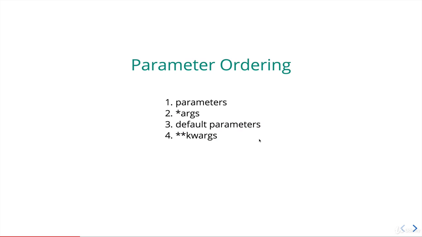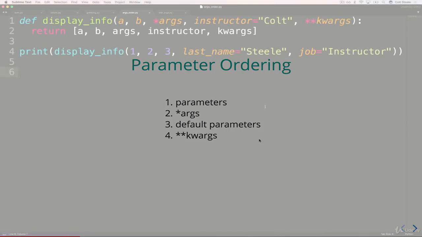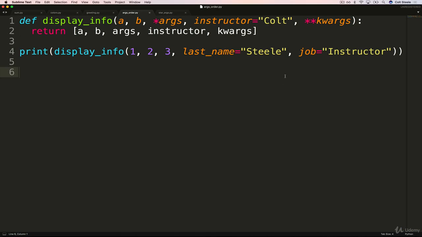So let me show you an example. I think it will make it clearer why you need an order. So surprise, surprise, I have a file with a trivial example that is useless except to explain why the order matters. It's a function called display_info, and it takes in a bunch of different parameters, all in the correct order. We have named parameters like a and b. Then we have *args, which will capture any additional arguments. Then we have a default parameter, so instructor is equal to "Colt". And then we have **kwargs.